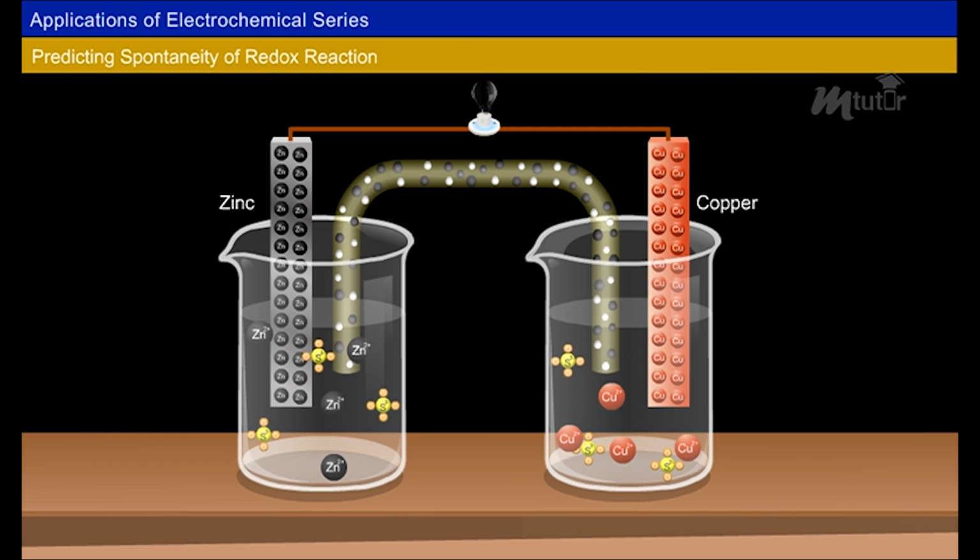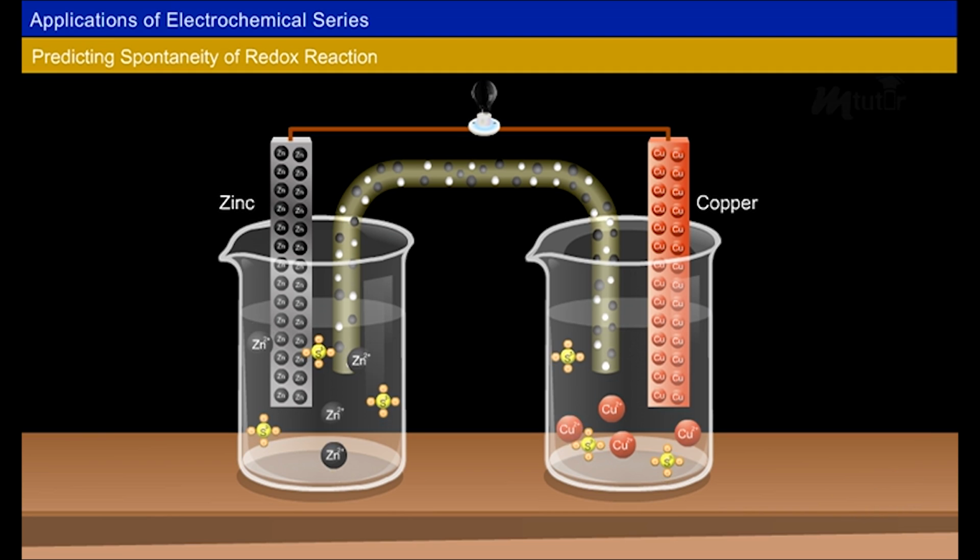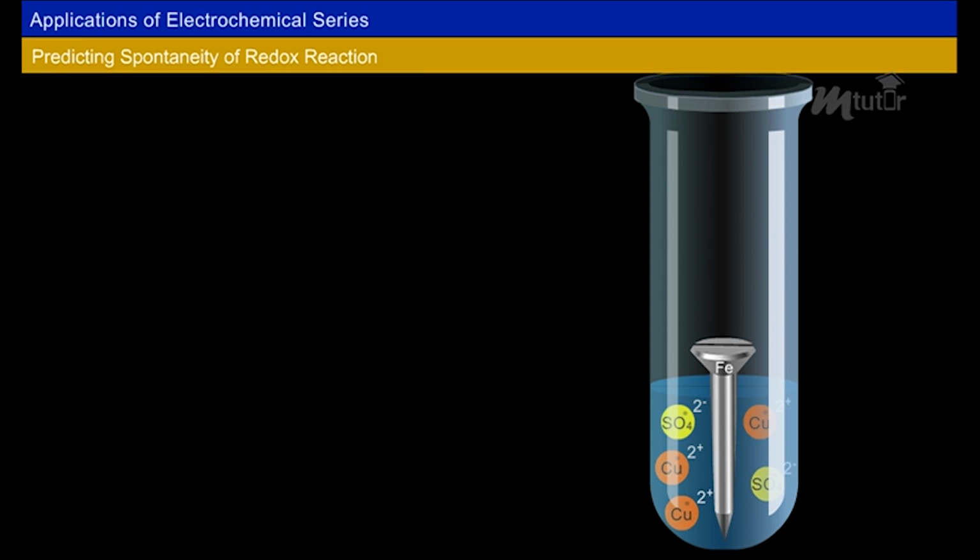Predicting spontaneity of redox reaction. Spontaneity of a redox reaction can be predicted from the EMF value of the complete cell reaction. If the EMF of the cell is positive, the free energy change is negative, so the reaction becomes spontaneous. Let us see the copper coated on the iron surface.